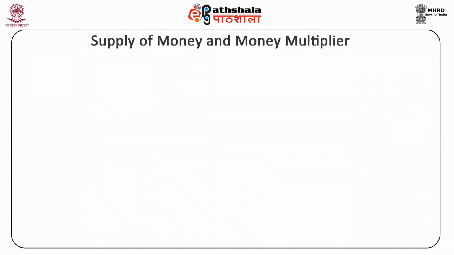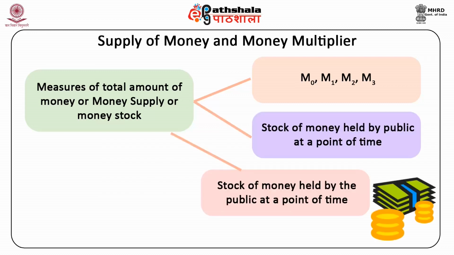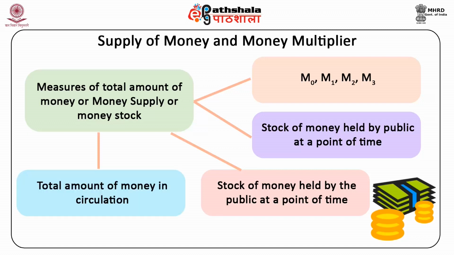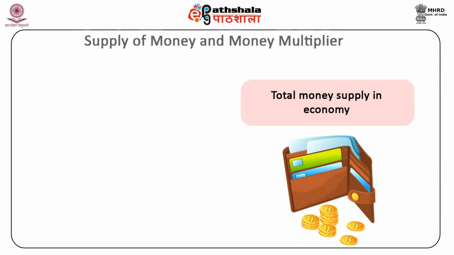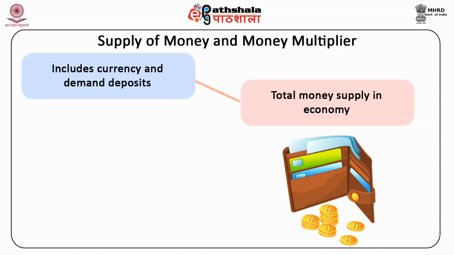In the modern economy, the total amount of money, called the money supply or money stock, has many measures like M0, M1, M2, M3. Money supply is the stock of money held by the public at a point of time in an economy. It includes the total amount of money in circulation. The total money supply in an economy with a banking system consists of currency, that is both notes and coins, and demand deposits, that is D.